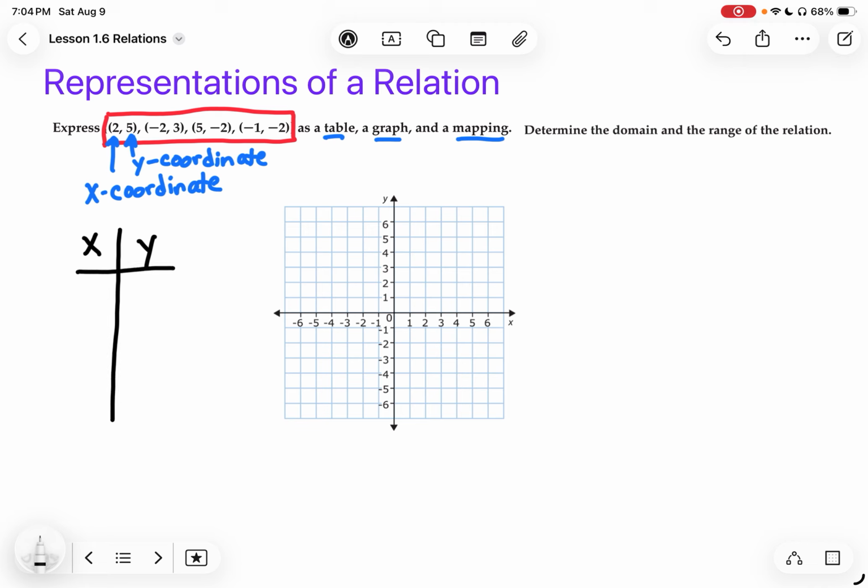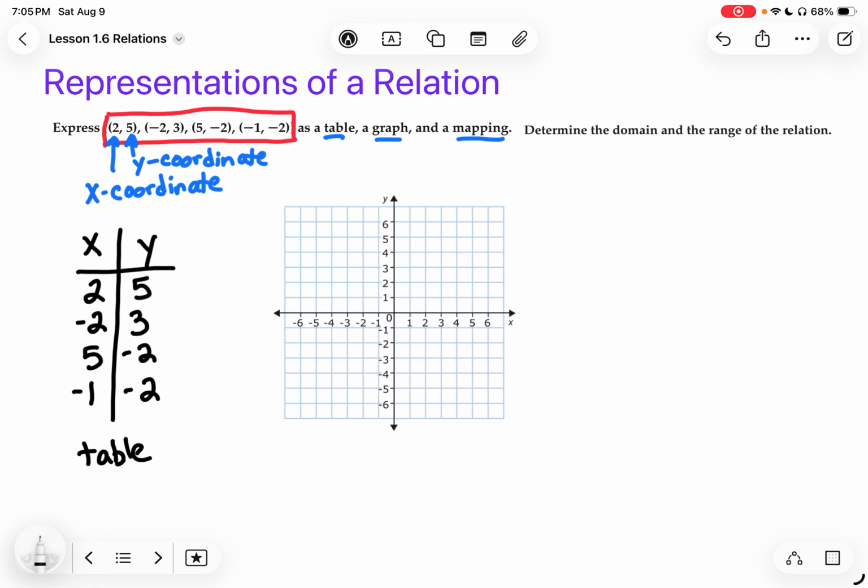So our first ordered pair is 2, 5. So we'll put the 2 in the x column and the 5 in the y column. And then our next ordered pair is negative 2, 3. So negative 2 in the x column and 3 in the y column, like so. Our next ordered pair is 5, negative 2. And our last ordered pair is negative 1, negative 2. And there's our table.